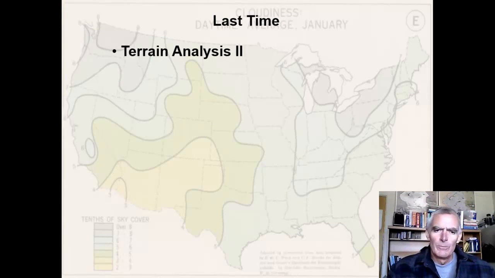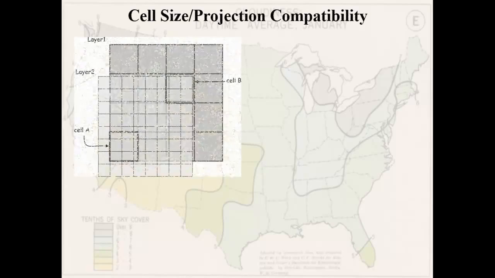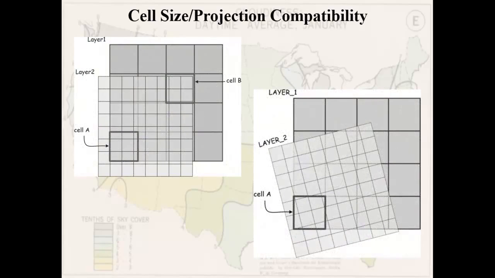Last time I talked a little bit more about terrain analysis, I talked about view sheds, I talked about contours, I talked about tints. And remember that the contours and the tints are ways to visualize terrain using the vector model. Got one more thing I need to talk about in this model, and that's what's called resampling.